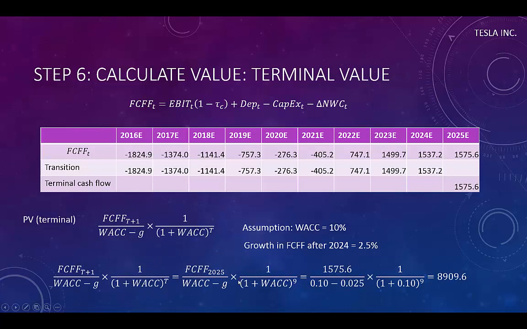The steady state is from 2025 onwards, with a constant growth rate of cash flows of 2.5%. Assuming that the cash flow in 2025 comes at the end of 2025, we can calculate the terminal value by dividing $1,575.6 million with the discount rate less the growth rate. This will give us the value at the beginning of 2025. To calculate the terminal value as a value at the beginning of 2016, we need to discount the terminal value at the beginning of 2025 to the beginning of 2016. That is 9 years. The resulting terminal value is $8.9 billion.